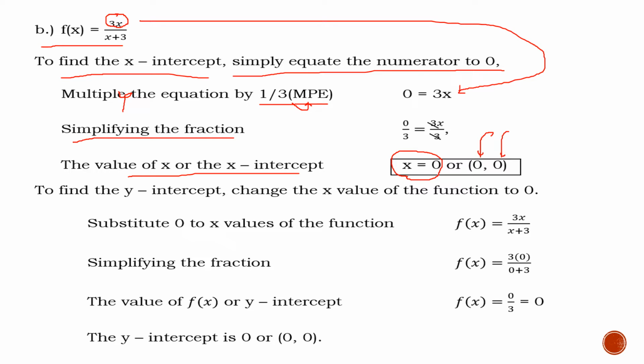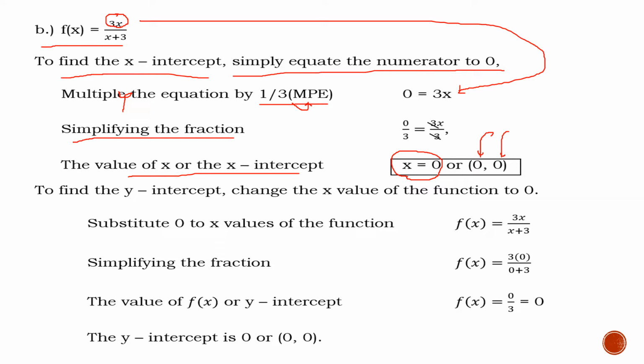But if you're asked again for the value of your x-intercept, we always conclude that the y-coordinate in your x-intercept is always equal to 0. But in this case, your x-coordinate is also equal to 0.